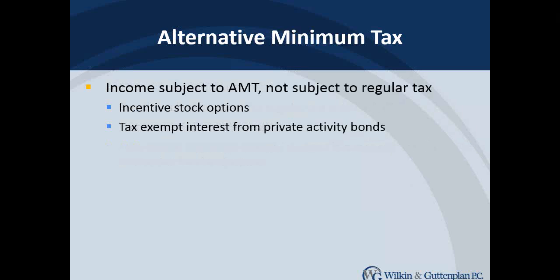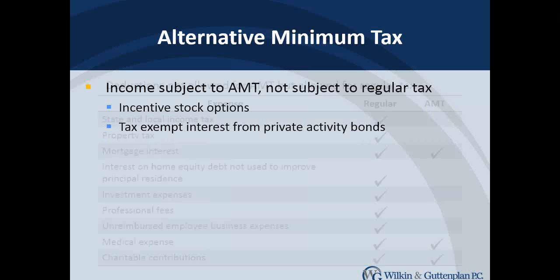So some of the differences, for income that is subject to the alternative minimum tax but not regular tax, are incentive stock options, and very commonly tax-exempt interest from private activity bonds. So these are items that are not income for regular tax purposes, but are income for AMT tax purposes. So we have an unfavorable adjustment. We have higher income for our AMT tax base.